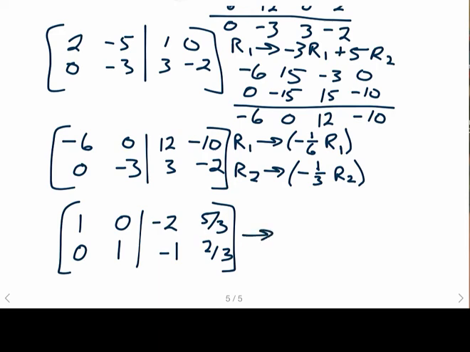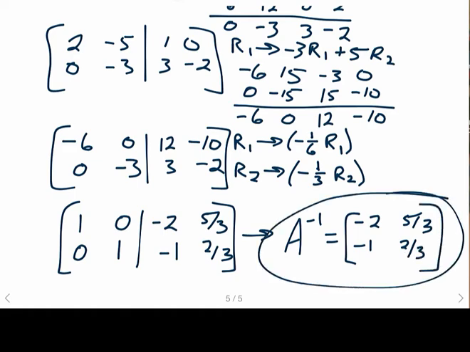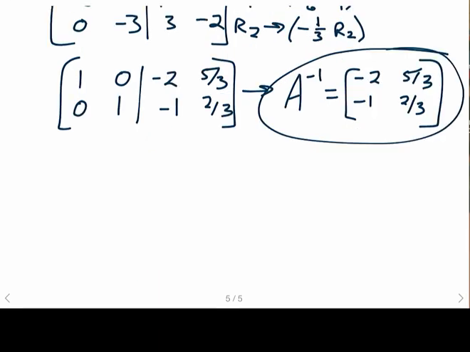The result of all of this, though, is that A inverse is the matrix that's on the right. And so A inverse is -2, 5/3, -1, 2/3. That's our inverse. How do we know that what we've done is correct? Well, I'm glad you asked.